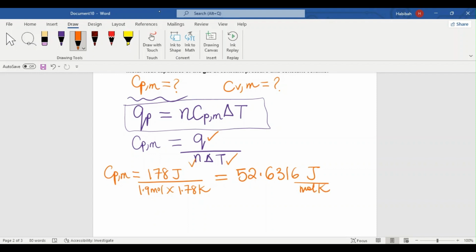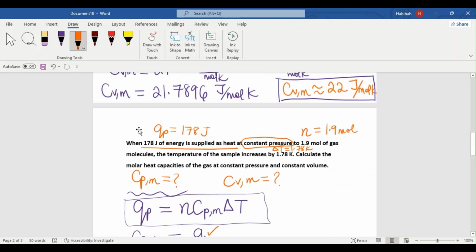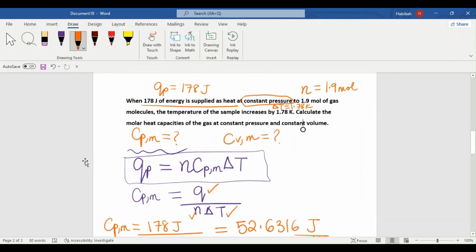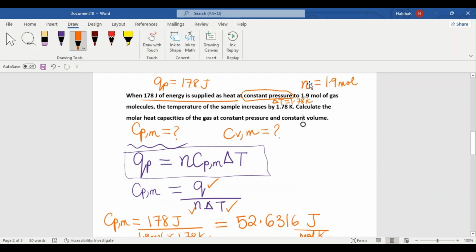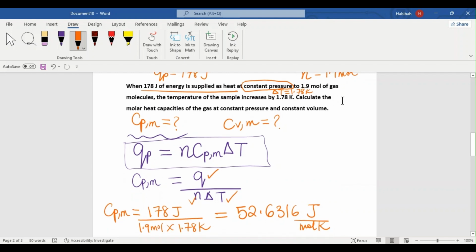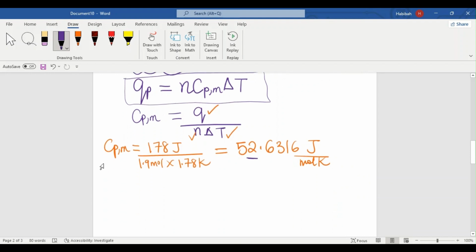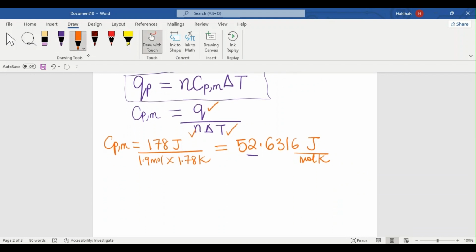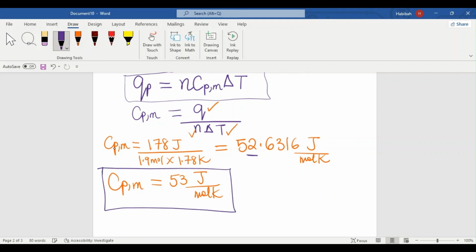Remember that whenever you're dealing with chemistry, you're supposed to look at the sig figs that you're given and approximate to the lowest sig figs that you're given. In our question, we have 3 sig figs for heat and 2 sig figs for number of moles. So we're going to approximate our answer to 2 sig figs. So Cp,m ends up being 53 joule per mole Kelvin. This is basically the answer to this part of the question.